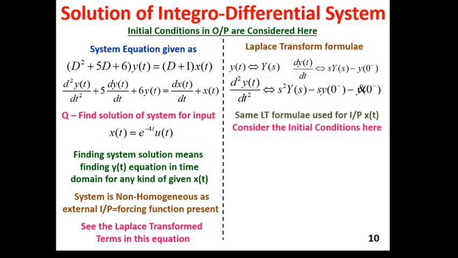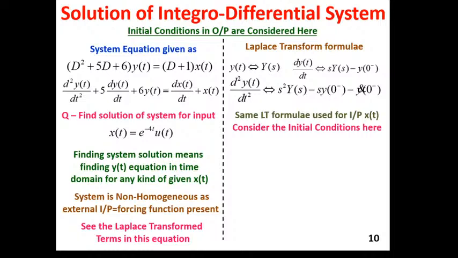So y(t) becomes Y(s), there is no initial condition in that, but whenever there is first order and second order dynamics, the initial condition effect will come. So you can see towards the top right corner dy(t)/dt. What is dy(t)/dt? It is sY(s) minus y(0-). This y(0-) is the initial condition of the output. So d2y(t)/dt2 is s square Y(s) minus s y(0-) minus y dot(0-).